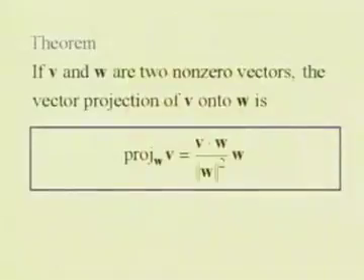Oftentimes, in many applications, it is necessary to decompose a vector into two separate vectors. Let's see what I mean by that. If v and w are two non-zero vectors, the vector projection of v onto w is given by v dot w over the magnitude of w squared times w.